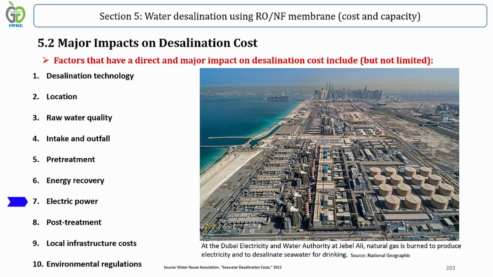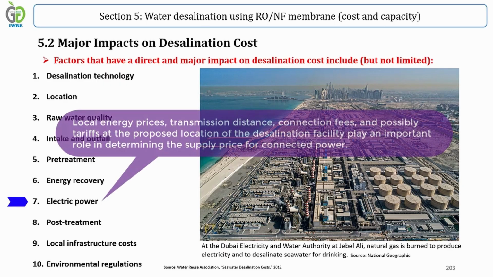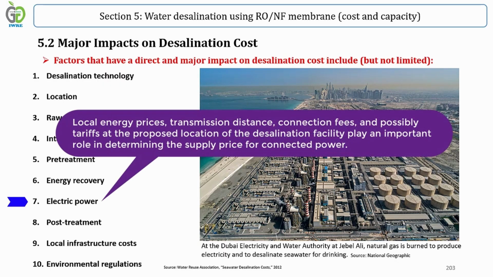Electric power. Local energy prices, transmission distance, connection fees, and possibly tariffs at the proposed location of the desalination facility play an important role in determining the supply price for connected power.